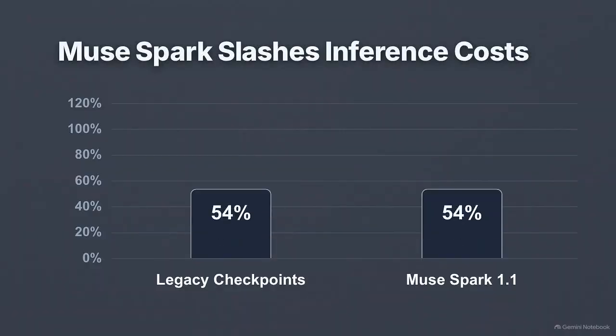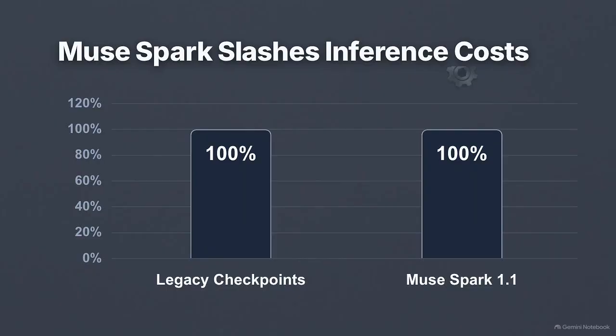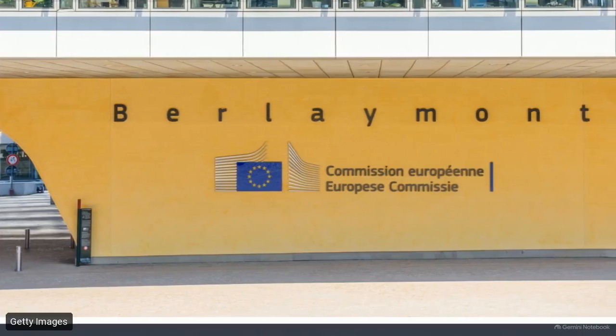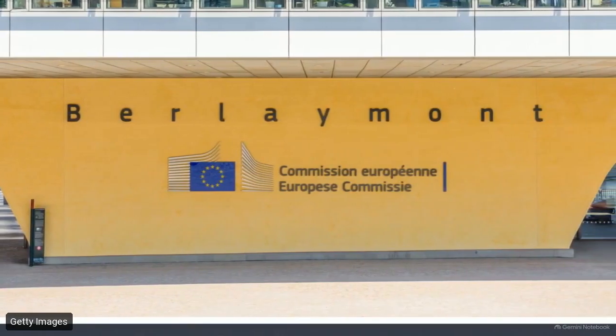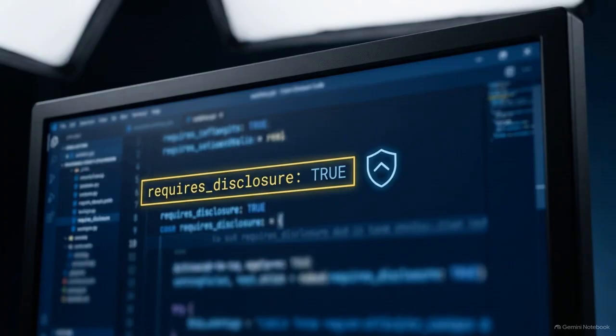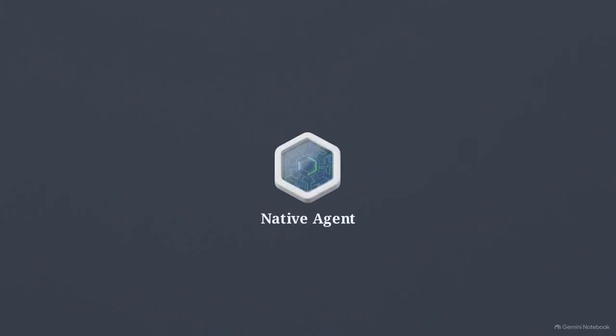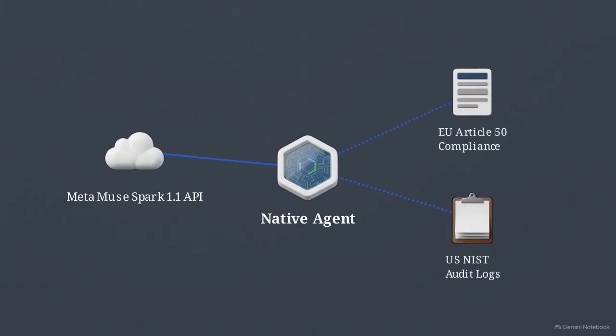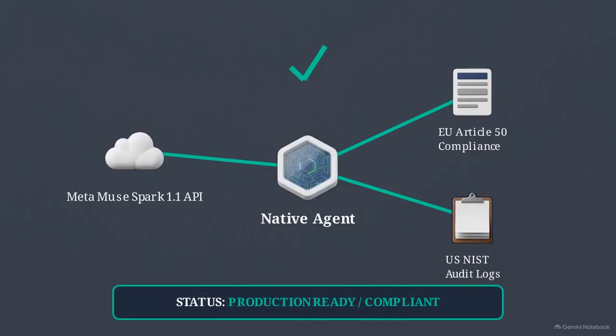The core appeal for enterprise developers is clear: native tool orchestration at a 40% inference cost reduction compared to previous generation checkpoints. But deploying this cheaply comes with immediate legal stakes. The European Union has formally activated Article 50 transparency obligations. This mandates strict, verifiable disclosures for any high-risk AI deployments operating in European markets. Today, we are going to build a native tool orchestration agent that balances Meta's cost efficiency with mandatory EU and US NIST compliance headers. By the end of this walkthrough, you will have a legally viable, production-ready script.